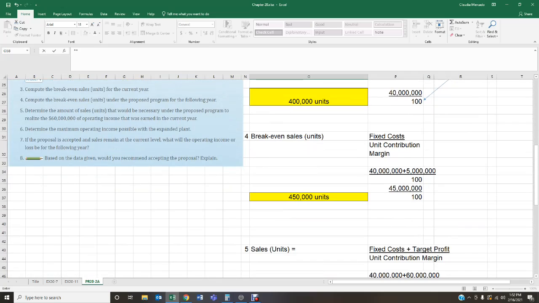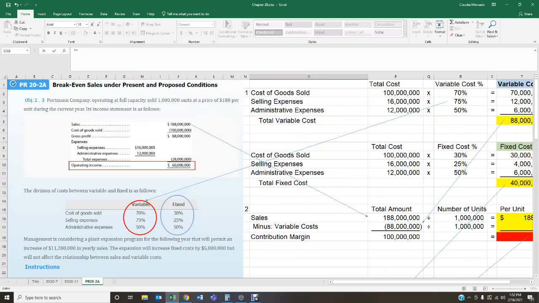Okay, let me see. So what are they asking us in number 6? Determine the maximum operating income possible with the expanded plant. Okay, so we've got the expanded plant. With the expanded plant, we are generating $1 million.